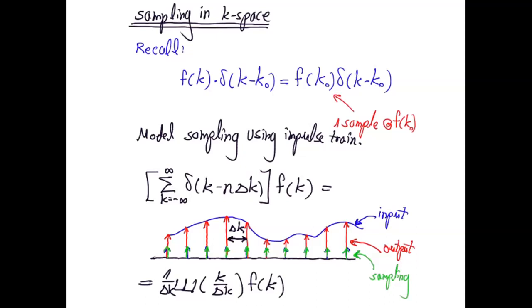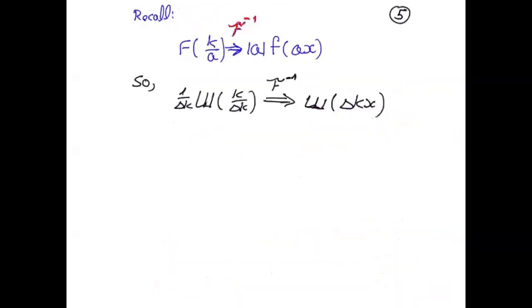Any questions? It's a very typical way of handling sampling. This is how we teach this in 123, for example, through multiplying by an impulse train. All right, so the result is pretty much the Sha function of k over delta k multiplied by f of k, and that would give me these impulses.